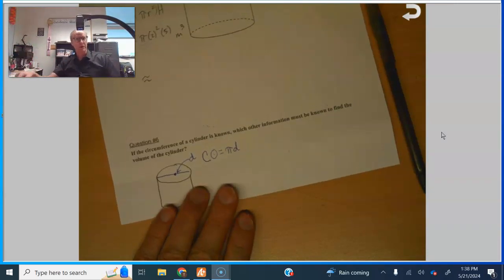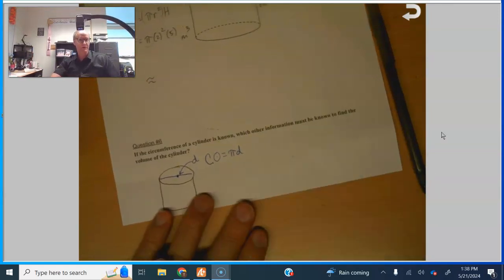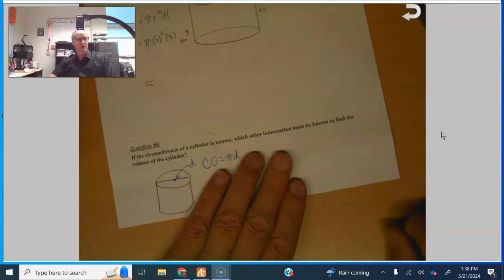And what you don't know, what they're asking for, is what else you need to know. You could actually do an example and work it out.